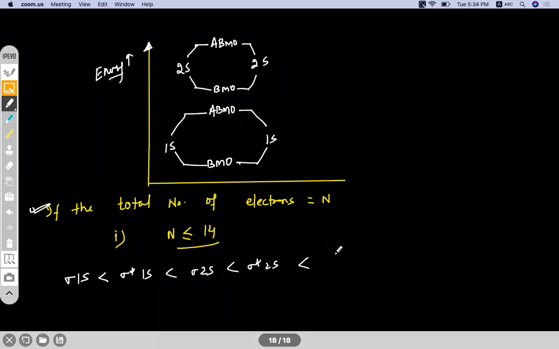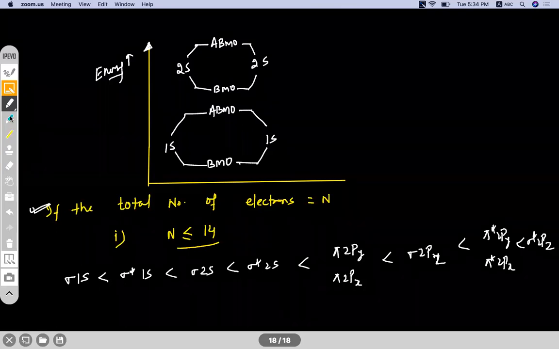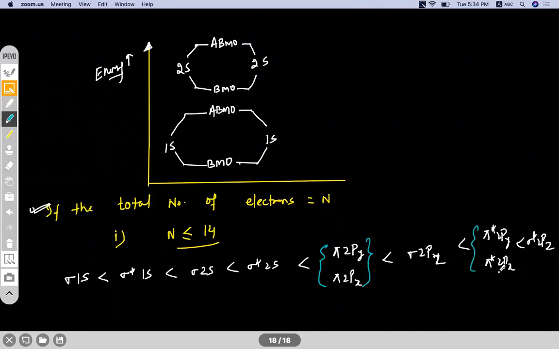After this we have pi 2py, pi 2px, sigma 2pz, and then we have pi star 2py, pi star 2px, sigma star 2pz. This is the orbital energy order. These orbitals, which I have written like this, are degenerate orbitals. This two and this two mean equal energy orbitals.